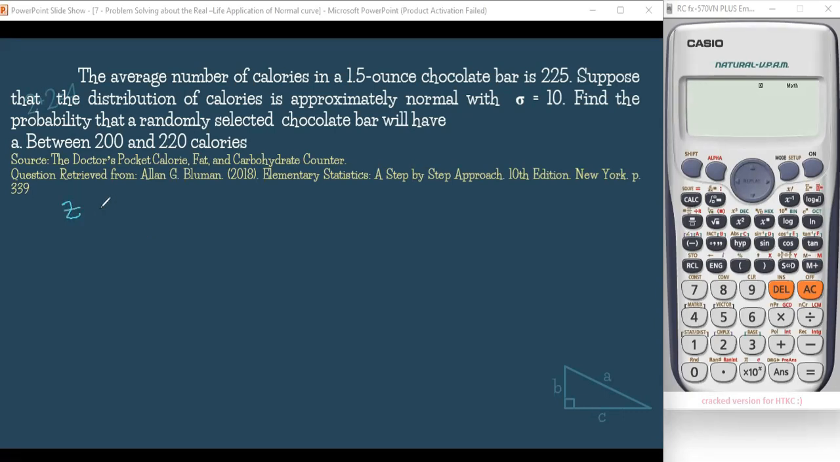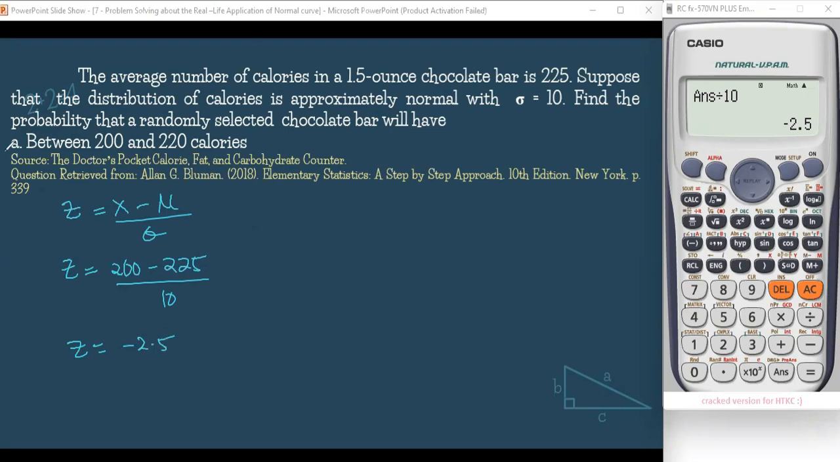So sa z po, that is equal to x minus the population mean all over the population standard deviation. So z po is equal to the x, which is 200, minus the population mean of 225 all over the population standard deviation of 10. So yung z po natin using our calculators will be 200 minus 225 divided by 10. So that is equal to negative 2.5. So that is our answer for the first one pa lang.